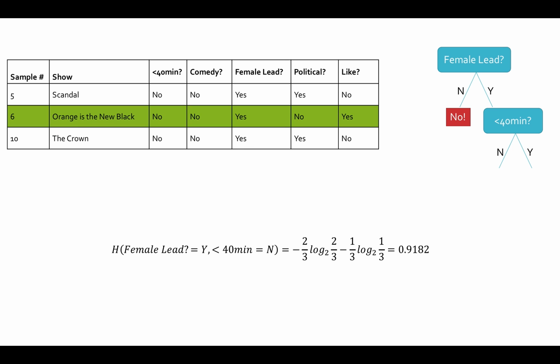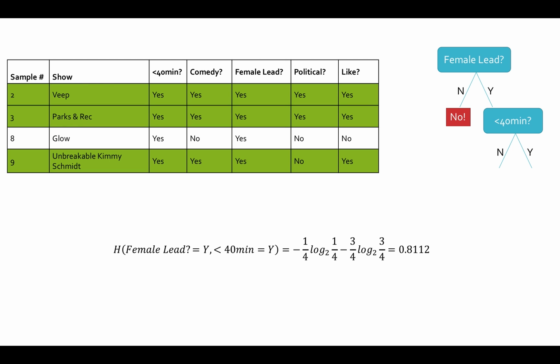The notation is starting to change a little bit, as you can see on the left side of the equation. Here we have the entropy of female lead equals yes, which is denoted by this comma here, less than 40 minutes equals no, because we're dealing with the subset of female lead equals yes from the start, and then we're adding features, including, right now, the 40 minutes. The entropy for this subset, which is going to be the left-hand side, is 0.91. Now on the right-hand side, when less than 40 minutes equals yes, the entropy is going to be 0.81 because we have 3 likes and 1 no.